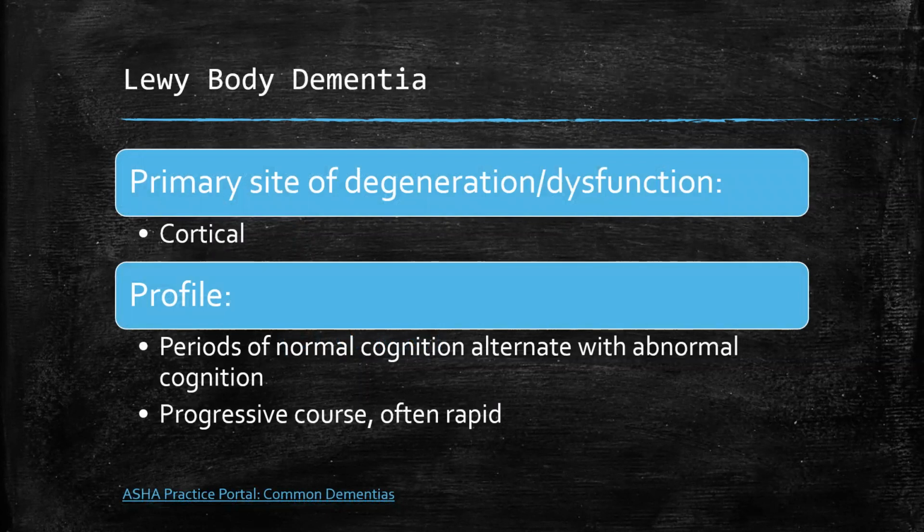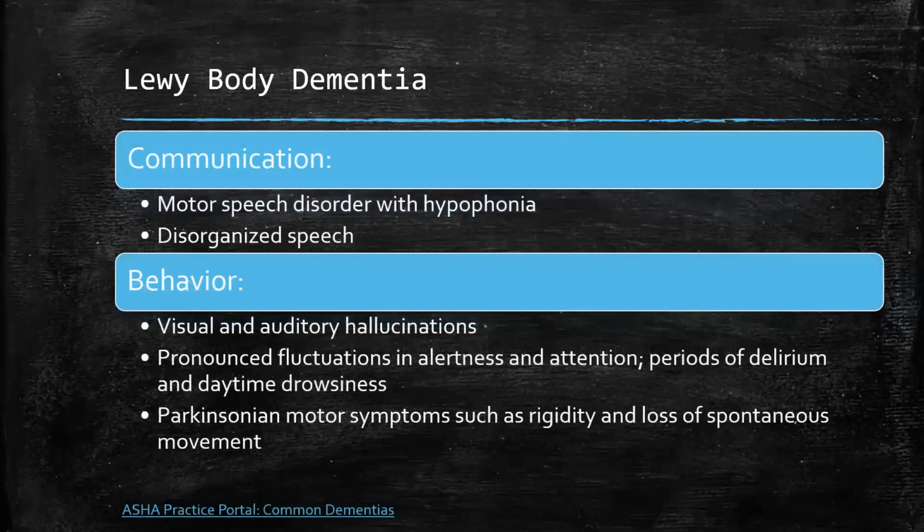So next up, we have Lewy body dementia. So Lewy body dementia, this is going to look like periods of normal cognition that alternate with abnormal cognition. It's a progressive course, and it's often fairly rapid. Communication changes that we'll see with Lewy body dementia include again, more motor speech disturbances, and also hypophonia. We'll see disorganized speech in someone with Lewy body dementia.